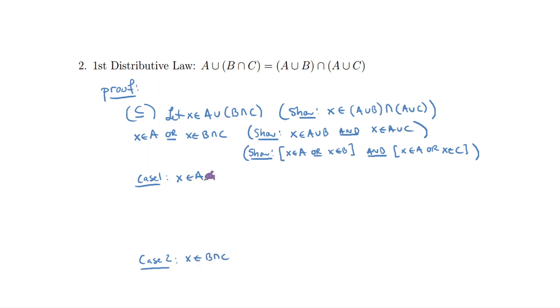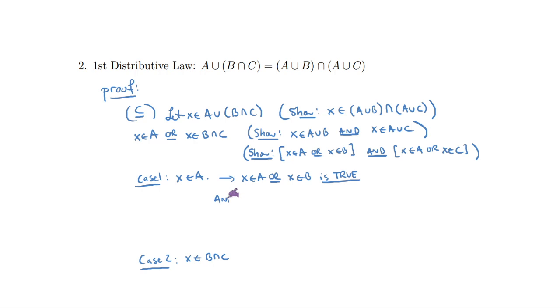Okay, now if x is an element of A, do we get this whole thing as true? Well, look at the first part. If x is an element of A, then certainly x is an element of A or x is an element of B is true, right? Because x is an element of A is definitely true, and it doesn't matter if x being an element of B is true or false. This OR will definitely be true.